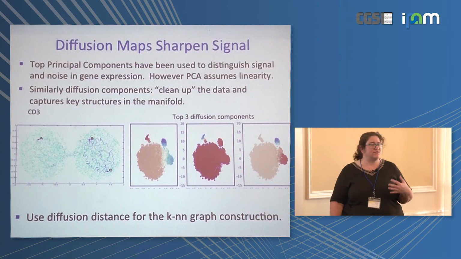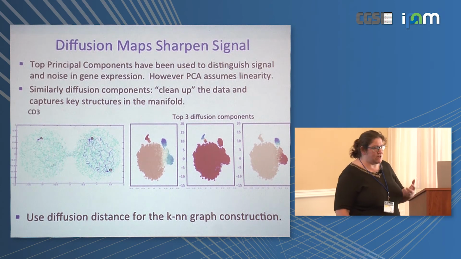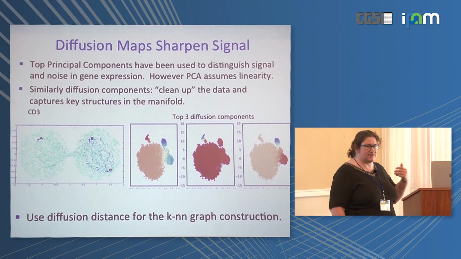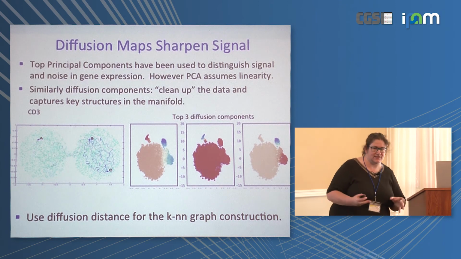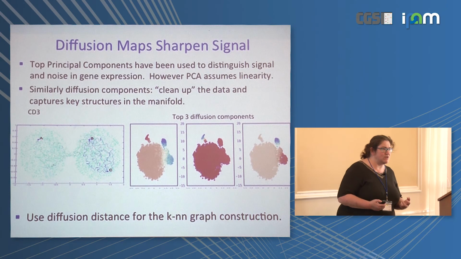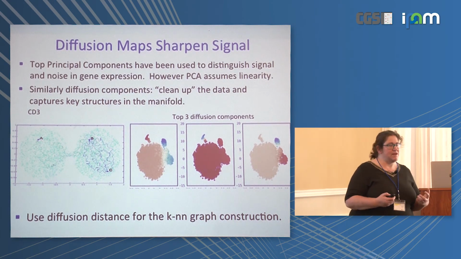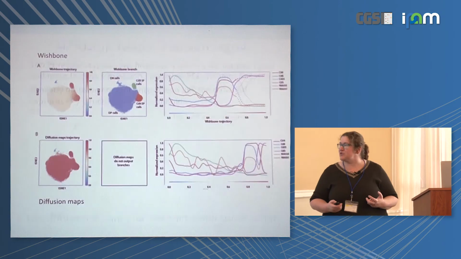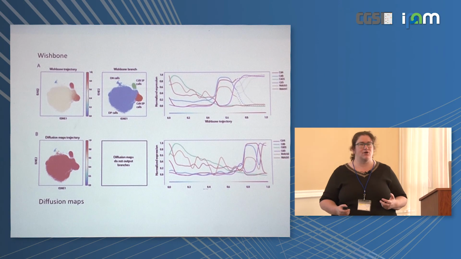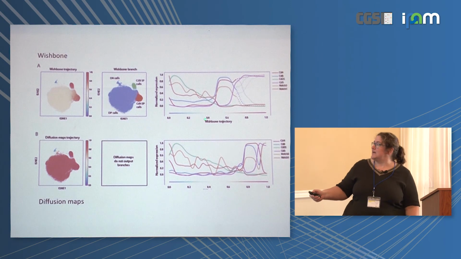So using diffusion maps really cleans up the data. It's very similar to the way we used PCA once upon a time to clean up noise in our data and take the top PCA components as our data components, our real biology components. Here we run the diffusion maps and re-project our data into the top diffusion components and really get a very clean distance metric.